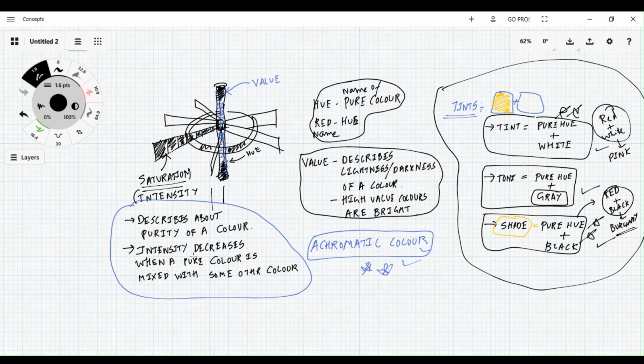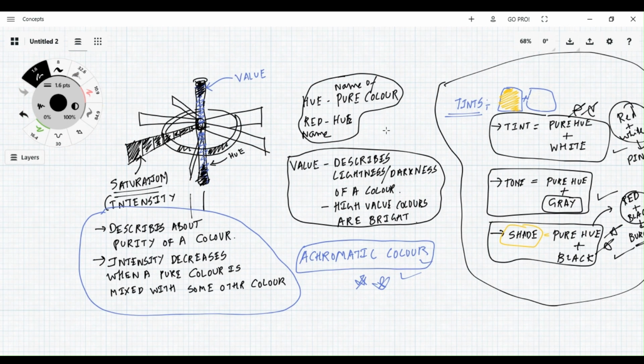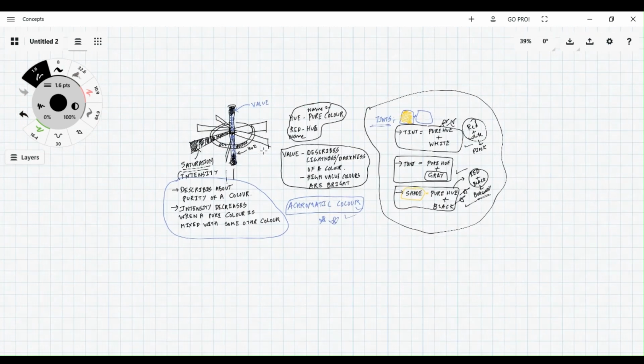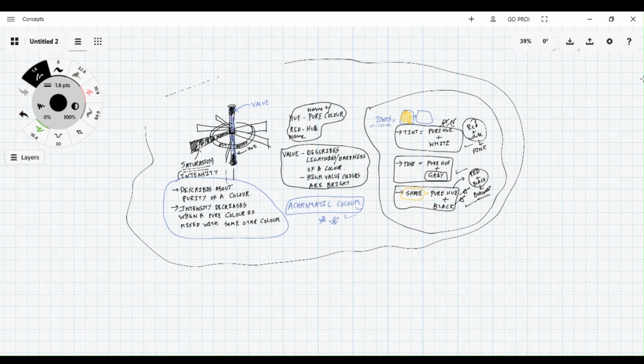If total intensity gets decreased, then it is called achromatic color. You got the point. This particular cylinder is called value. If you go upside, white; downside, black. High value colors are bright, and hue is the name of the pure color. So we got the point: hue, value, saturation or intensity. Tint, tone, and shade we got in this point. So we have completed these two topics. Then coming to the next topic.